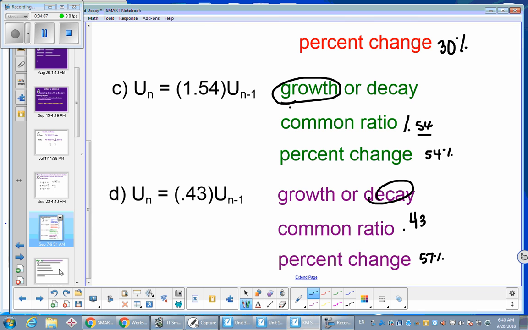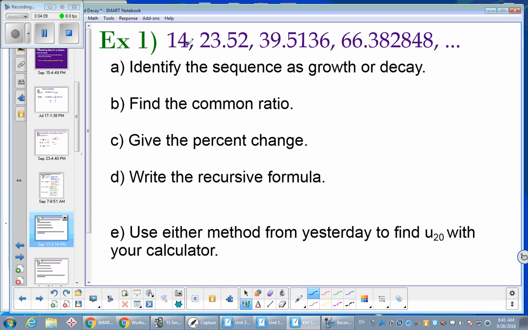Right? All right, so now we're going to move on to sequences and do the same exact thing. So if you remember from yesterday, we take the second term divided by the first term to find our ratio. So we're going to do 23.52 divided by 14.